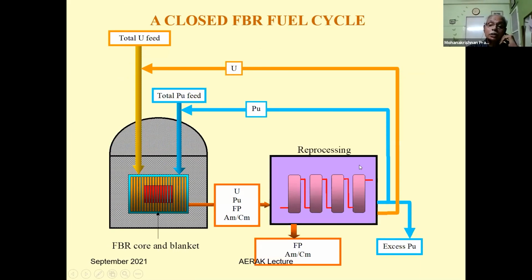So what is the use of this? Once you have extra fissile fuel which comes out of the reactor, it can be sent to the reprocessing plant, and then the fission products and the higher actinides like americium, curium can be removed, and the excess Pu can be taken out. So this can be recycled. Once you feed the reactor, and if you have a reprocessing plant, then you can continue to feed the reactor indefinitely. This is called the closed fuel cycle.